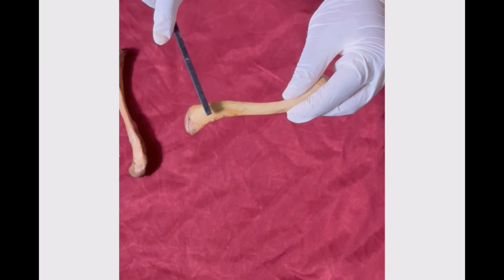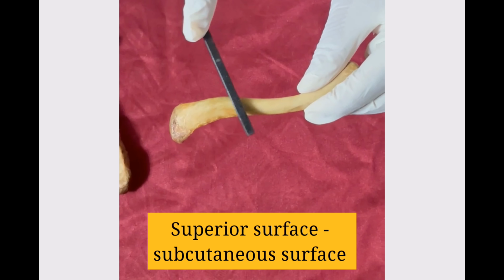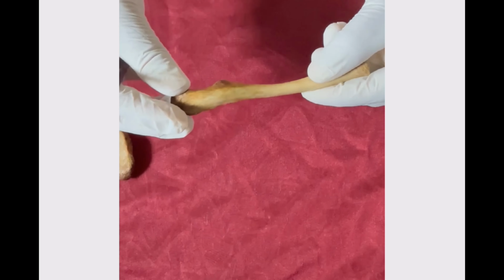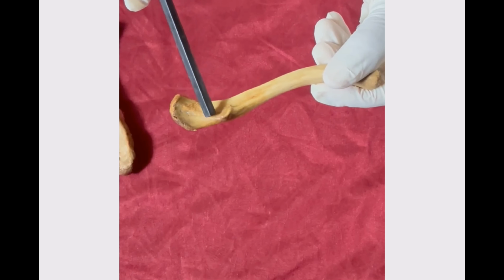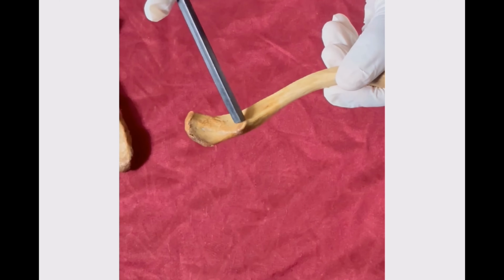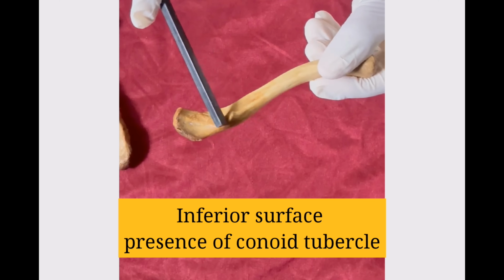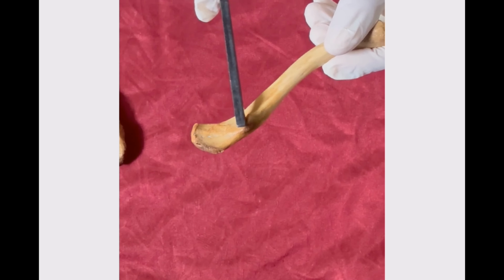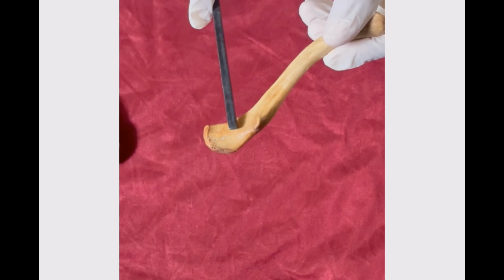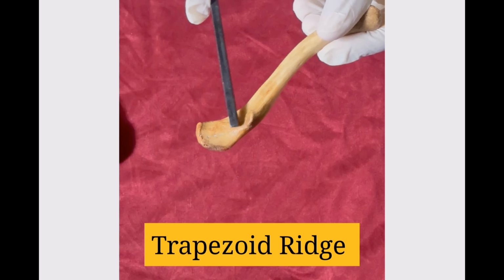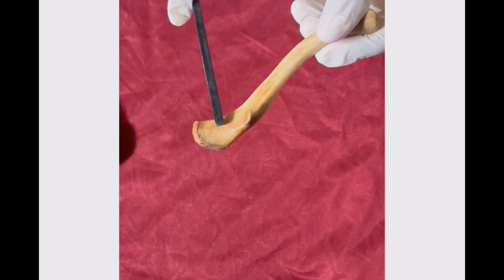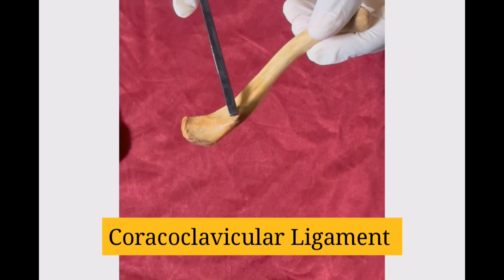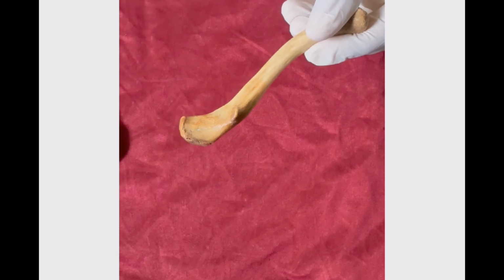Now the two surfaces of the clavicle. The superior surface is subcutaneous, that is, it is covered with skin and superficial fascia, but the inferior surface has one tubercle known as the conoid tubercle. It is one elevation present at the inferior side, and continuous with the conoid tubercle there is one linear elevation known as the trapezoid ridge. This conoid tubercle and trapezoid ridge give attachment to one important ligament, the coracoclavicular ligament.